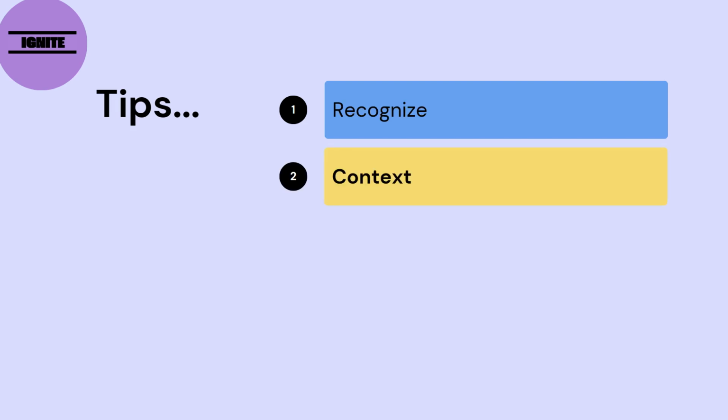Then you need to find the context. You need to find the context of what the question is actually about. Is it about finding the probability of someone who has done this thing? Is it finding the probability of someone who has not done this thing? The wording is key in these questions.